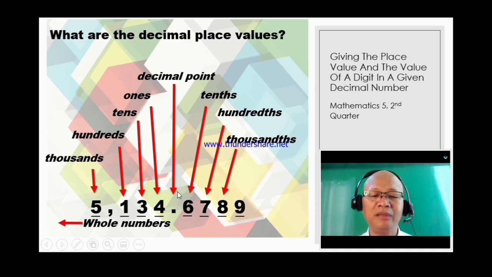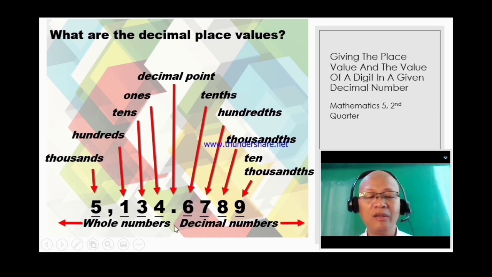The fourth position from the decimal point is ten thousandths. Again, ten thousandths. The digit is 9, or the number is 9. So we have already four places, or four positions, from the decimal point of our decimal numbers. And all of these numbers are going to the right. Whole numbers are going to the left.